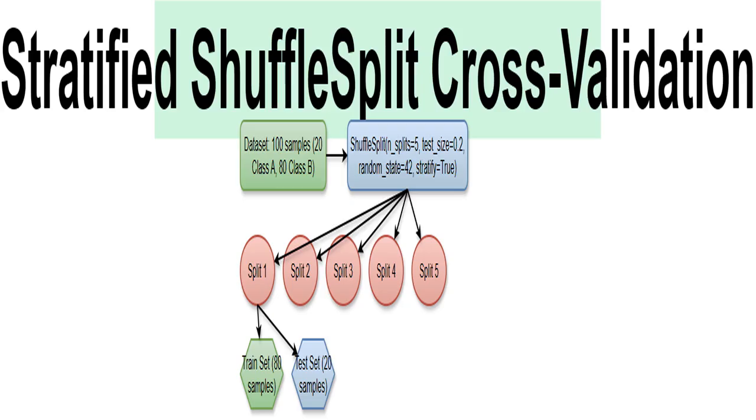This refers to a method for splitting data into training and testing sets. It's a type of cross-validation, meaning we're splitting the data multiple times to get a more robust evaluation of our model. The stratified part ensures that the proportion of different classes, like Class A and Class B in our quiz, is maintained in each split. The ShuffleSplit part means the data is randomly shuffled before splitting.